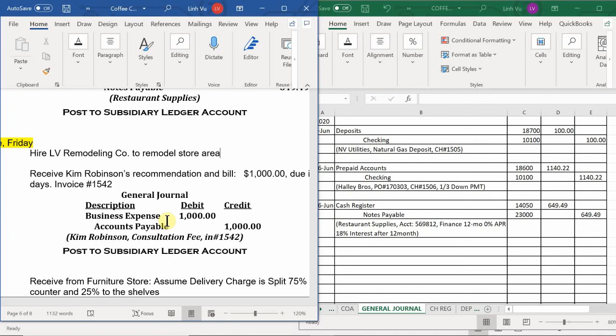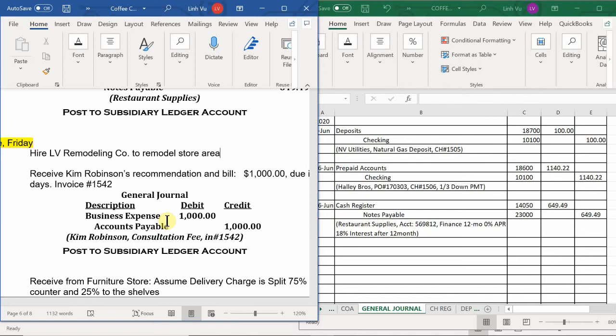You wouldn't buy a home if you don't have a clue on what the model is. You want someone to consult with you to design your own home. So that's exactly what we did. We paid her to design our store, but we hired LV Remodeling to do the construction work. One is a designer and one is a constructor. The designer already said, my job is done, so here's a bill. You owe me $1,000. It's going to be due in 3 days.